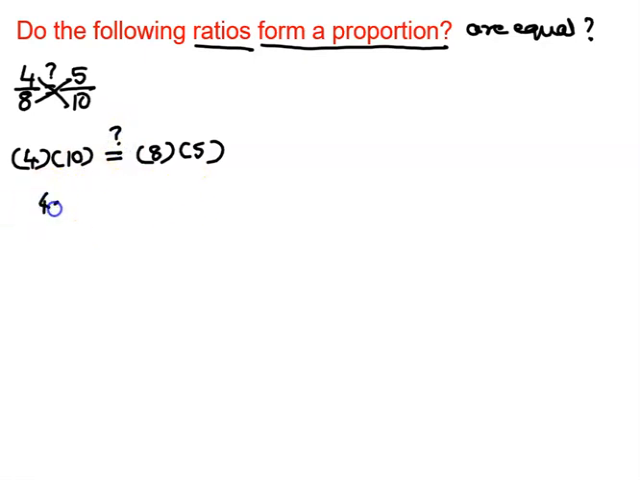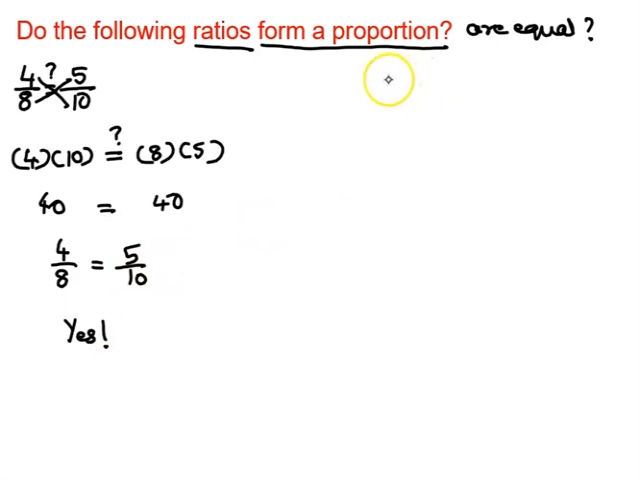So 40, this is also 40, which means they are equal. And if these two products are equal, then we can say that 4/8 is equal to 5/10. Or you can say that they do form a proportion. Let's say I have another two ratios given to me.